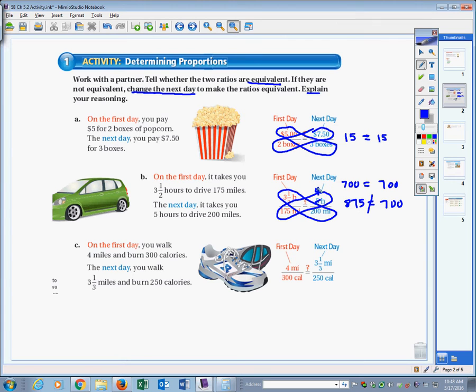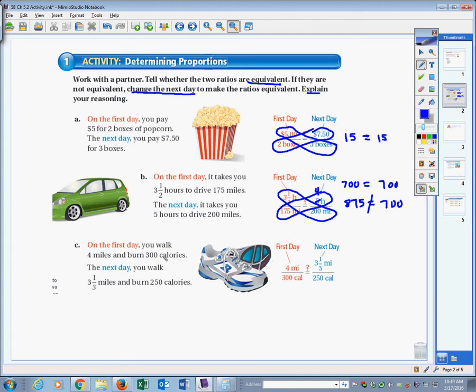How did I know to change this to 4? Well, I looked at 875 and I knew I was multiplying by 175, and it just made sense to me in my head that if I subtracted 175, it would get me to 700. You might want to try different things, different strategies, maybe changing the distance, increasing it. But remember, you can only change the next day numbers. You can't change your first day numbers.